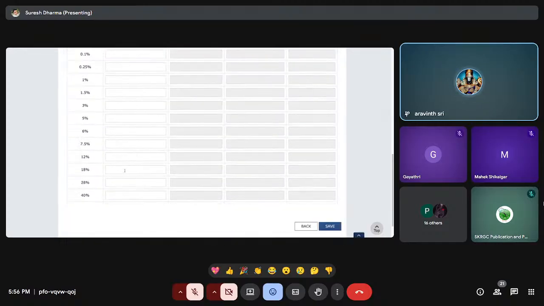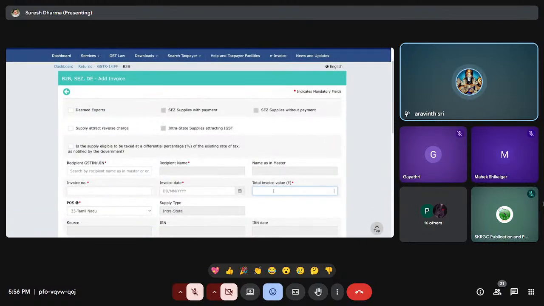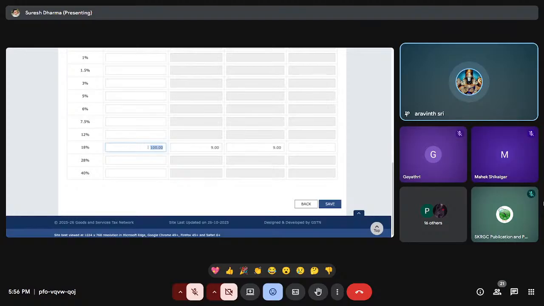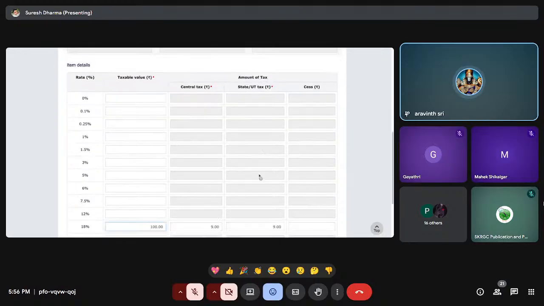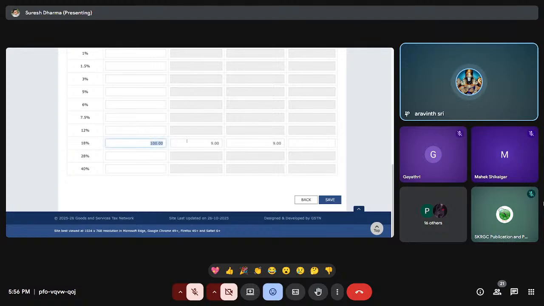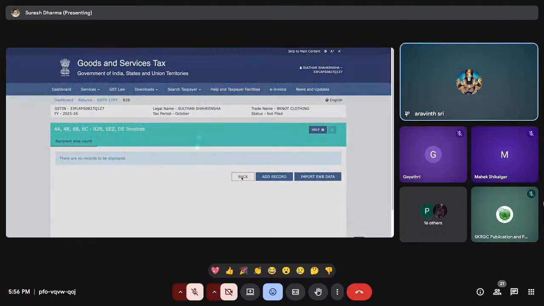Here my tax is 18. If I put 118, at 18%, 100 rupees is my gross value. I did not include GST. Here it automatically calculates the central tax and the state tax. Here I give the total invoice value, and I give the 18% tax also. Okay, 100 rupees, then back into the taxes.